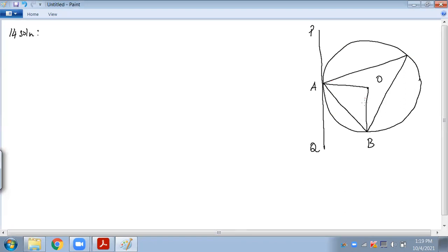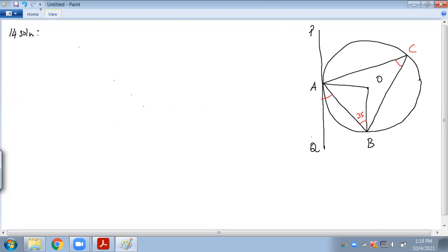Now, OBA is given as 35, so this angle is 35. You have to find what angle? BAQ, that is this angle. And you have to find ACB. ACB is this, and C is here.